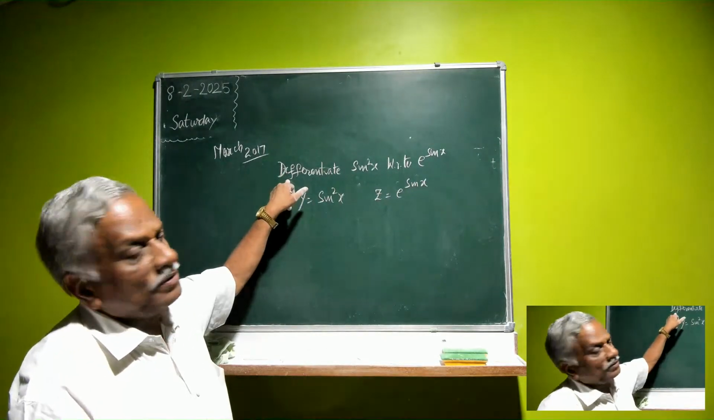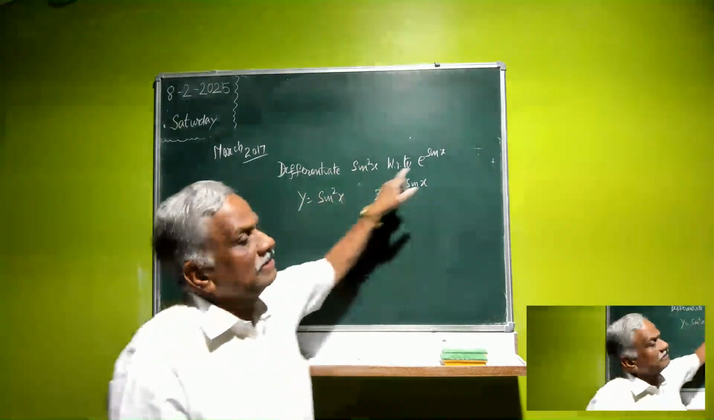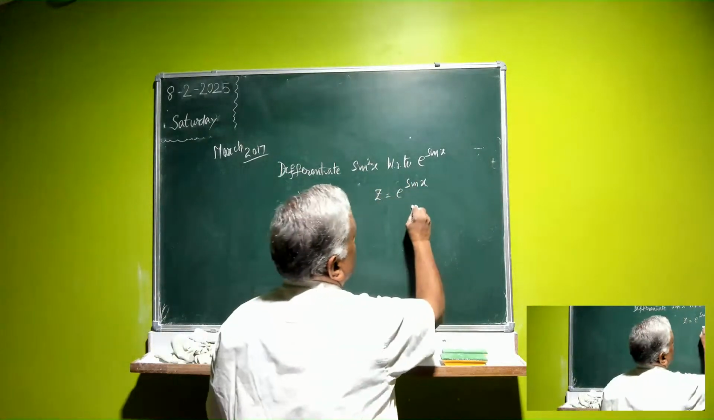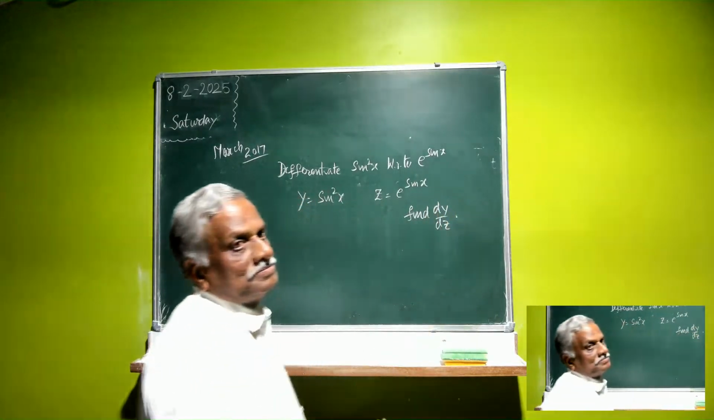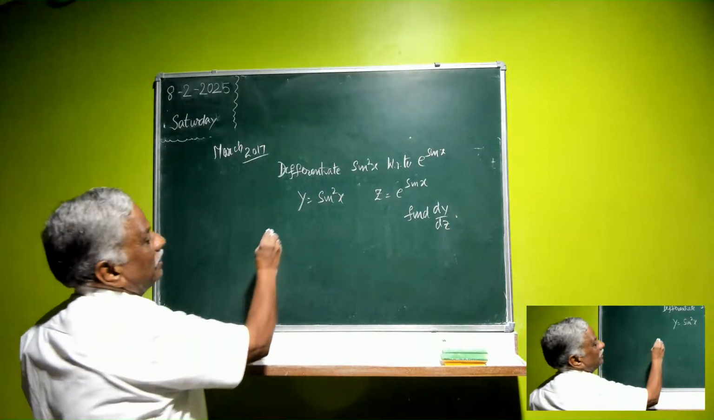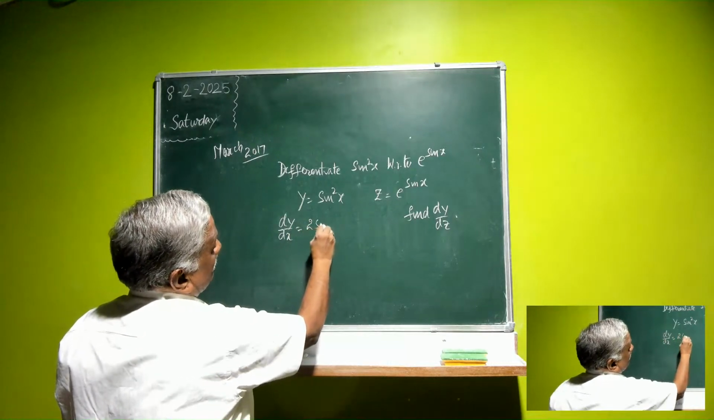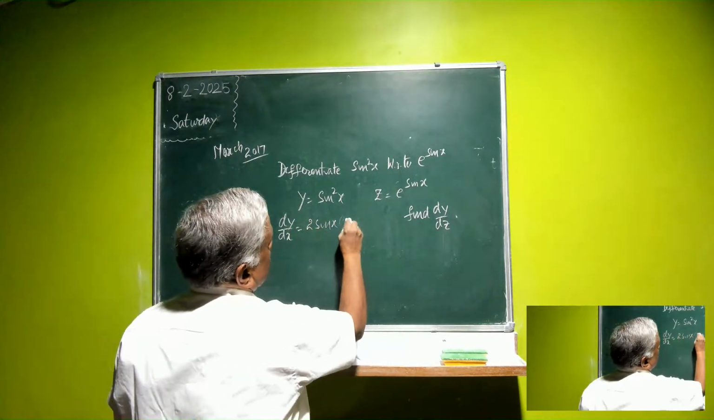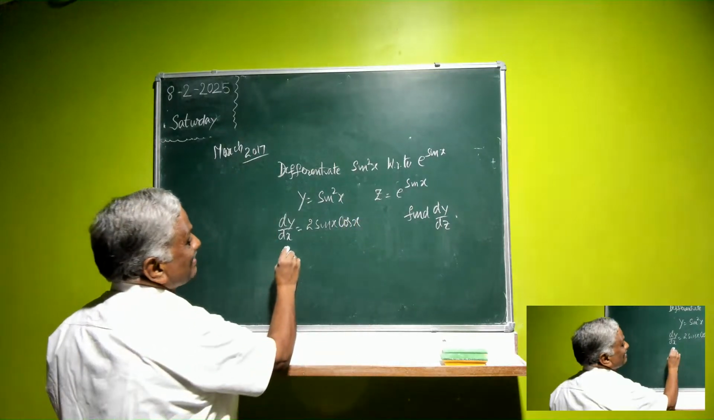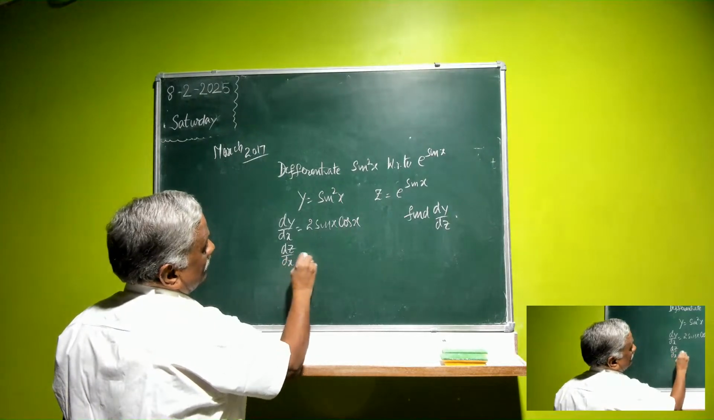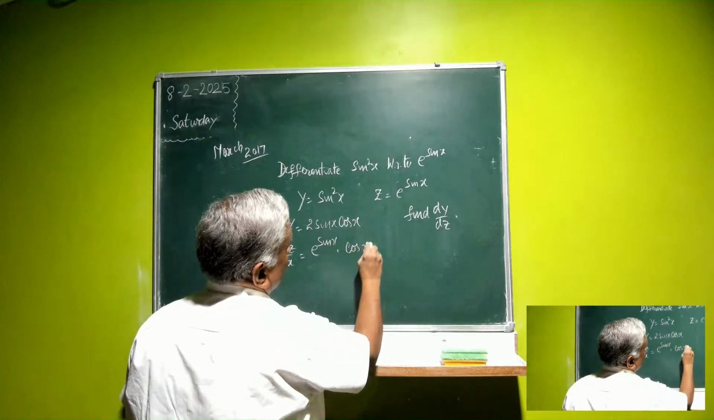So now let us read the problem. Differentiate sin square x. That means differentiate y with respect to z. What is the meaning of that? Find dy by dz. So you find dy by dx. First you differentiate the power, then sin x, you get cos x. Now find dz by dx. E power everything is e power same thing, and sin x gives cos x.